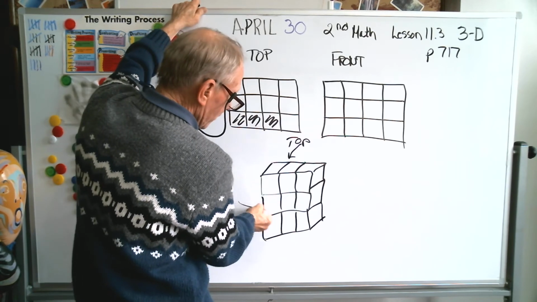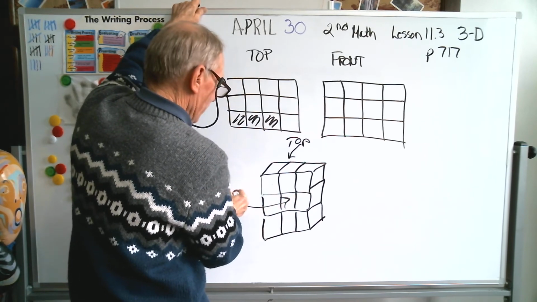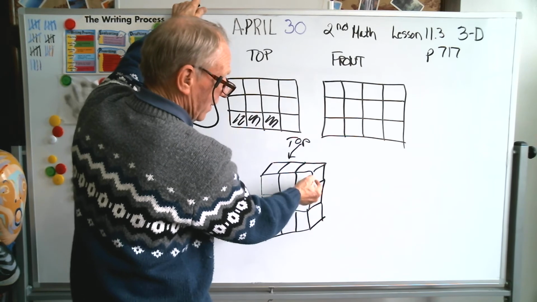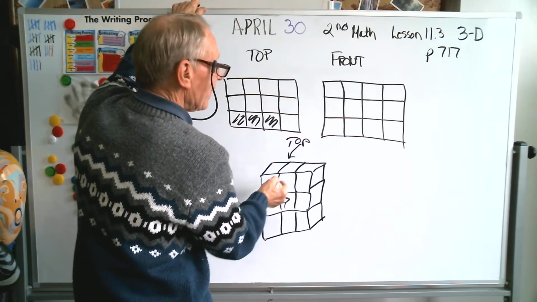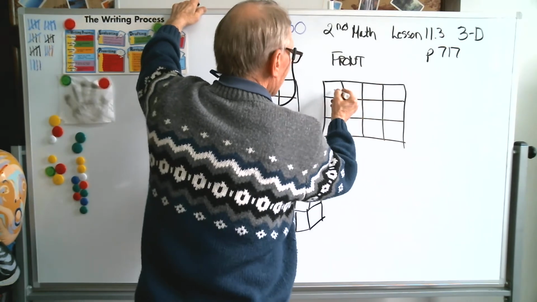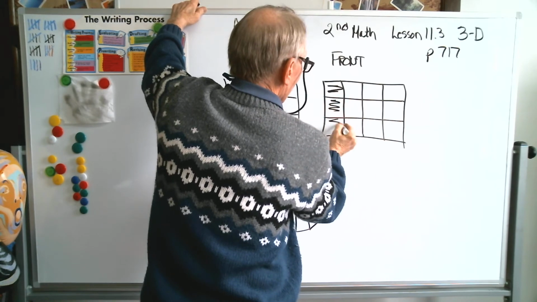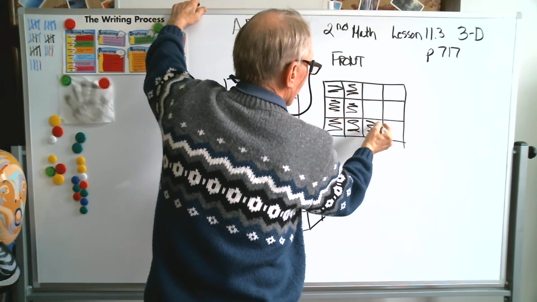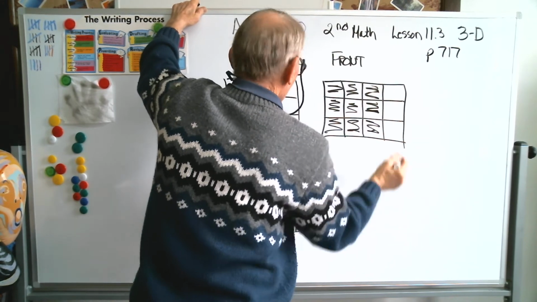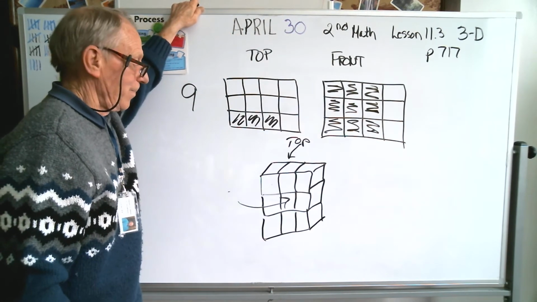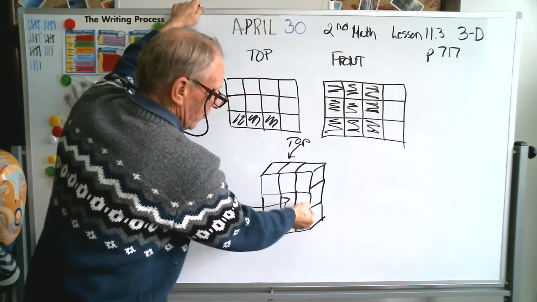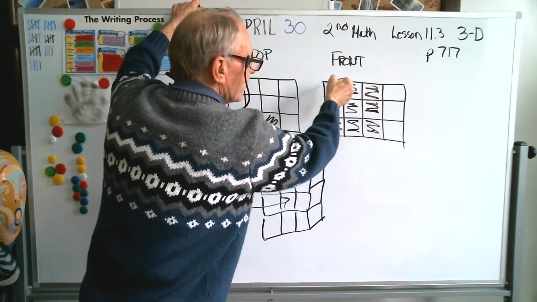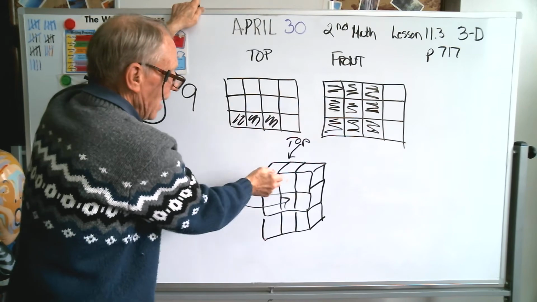And the front would have 9. So you would shade in just like that. This front is this front, this top is this top.